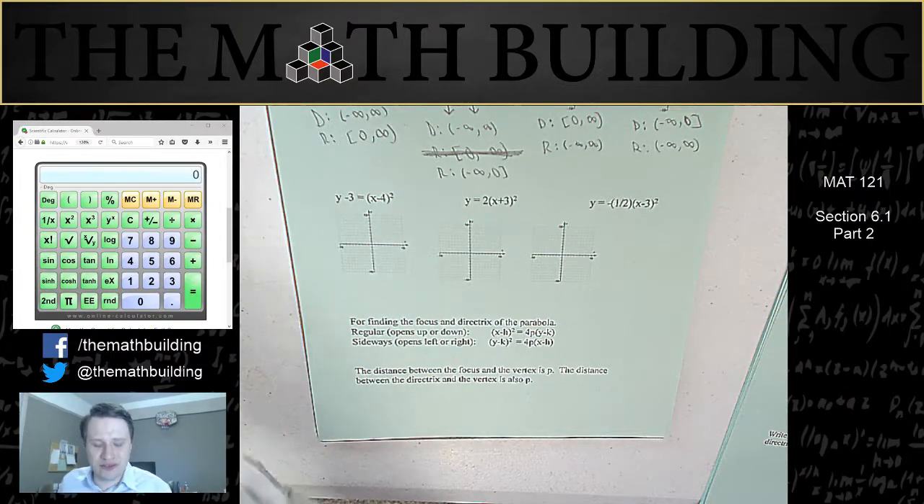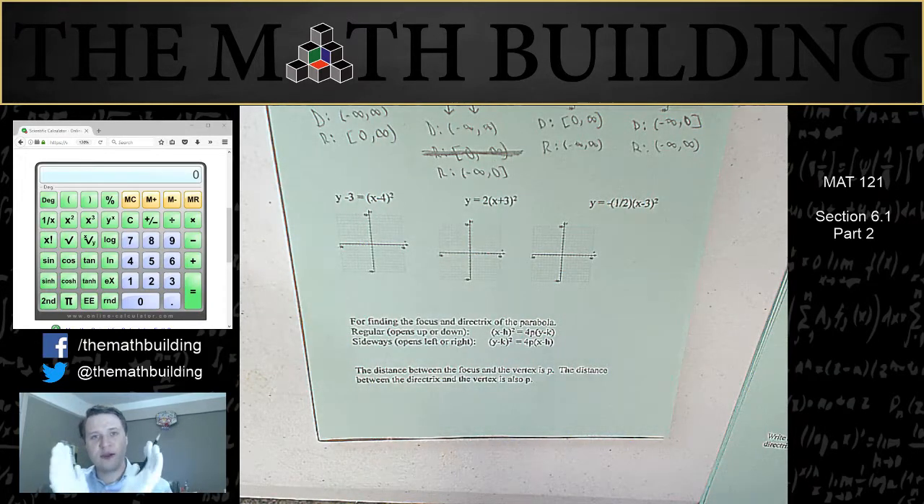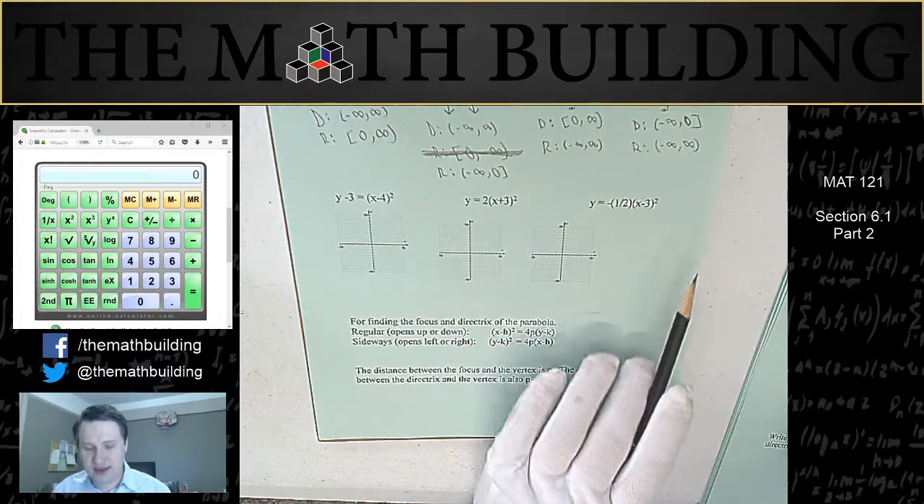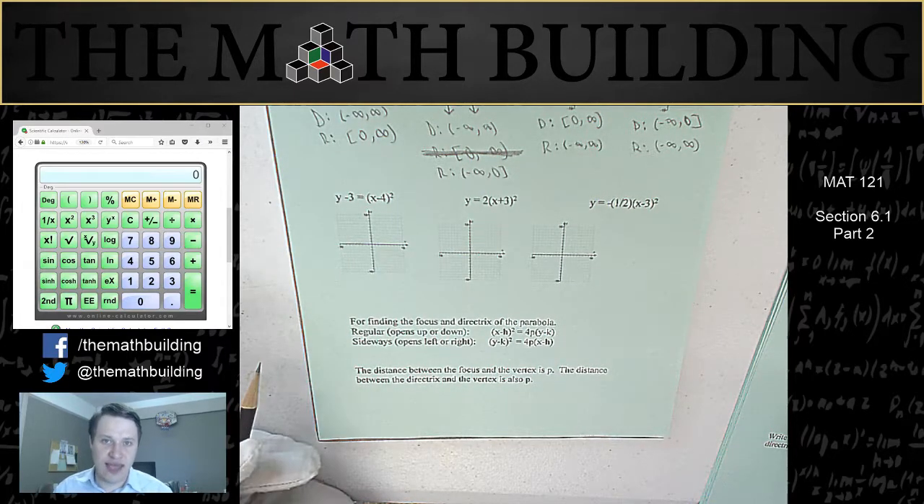Welcome to part 2 of 6.1. So we just learned that if it's y equals x squared, we open up. If it's y equals negative x squared, we open down. If it's x equals y squared, then that means you open to the right. And if it's x equals negative y squared, the parabola opens to the left.